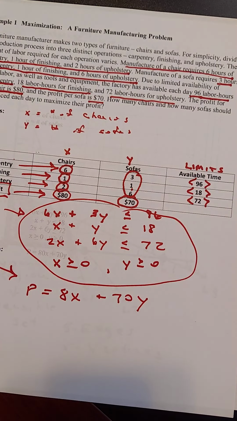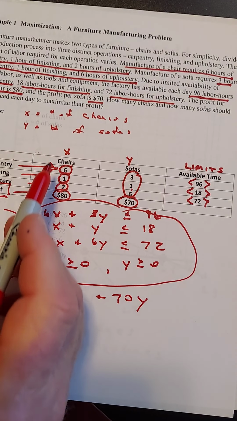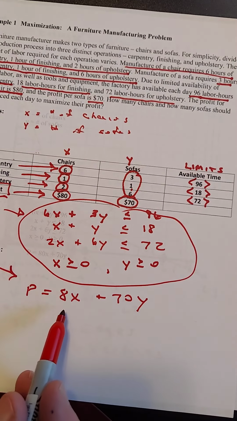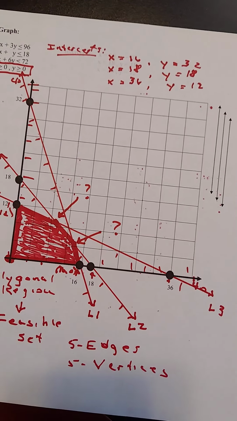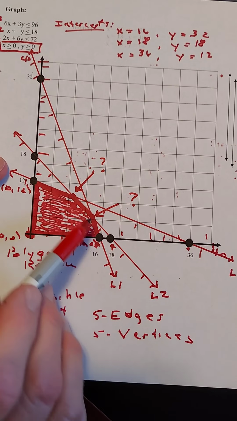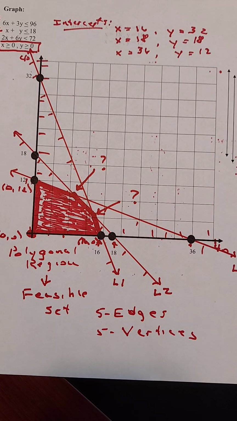Here I showed you an example. Got your variables, did your chart, got your inequalities, did your profit function. Then we graphed it. And the next thing is find out what the vertices are, and then you can answer the problem.